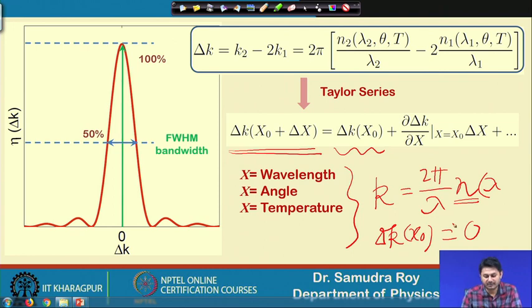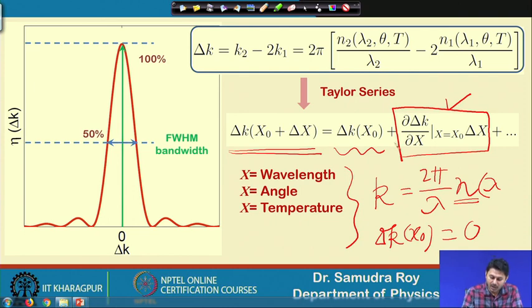So, this is the absolute phase matching condition, or x 0 is the value for which the phase matching is there. But if we have some kind of deviation from x 0, then we have the next higher order term, which is d delta k dx at x equal to 0 multiplied by delta x. That means this is the term which is basically the measurement of the amount of deviation of the delta k. So, how to find this term?